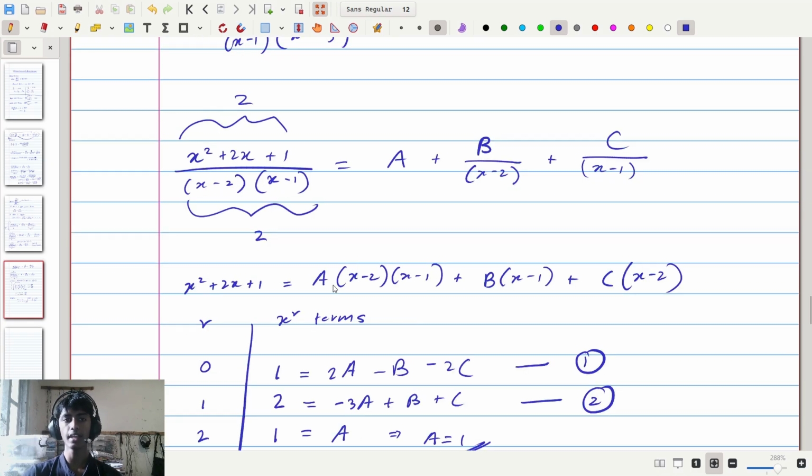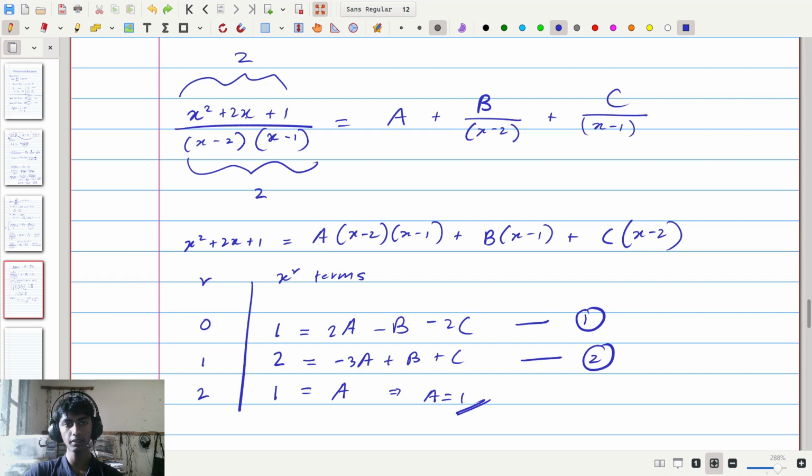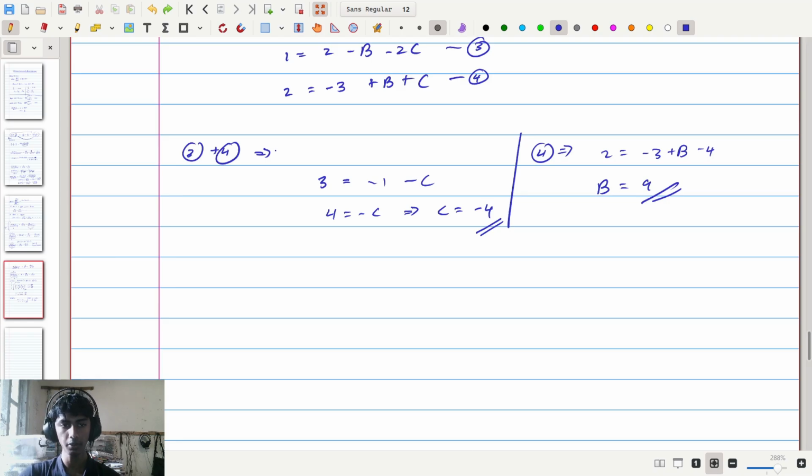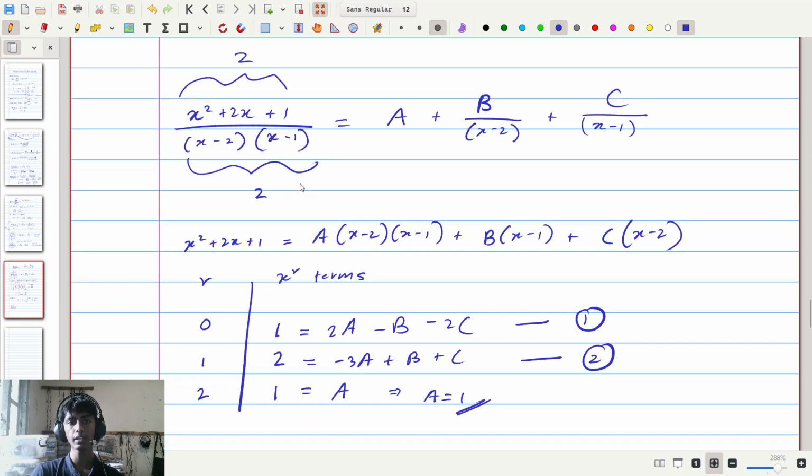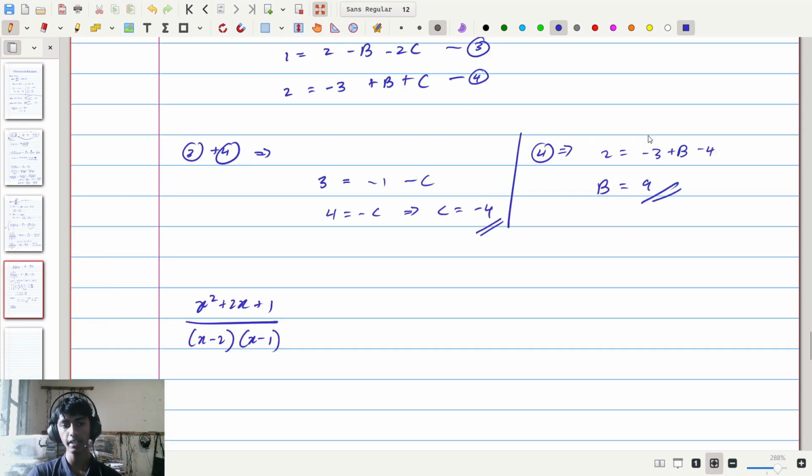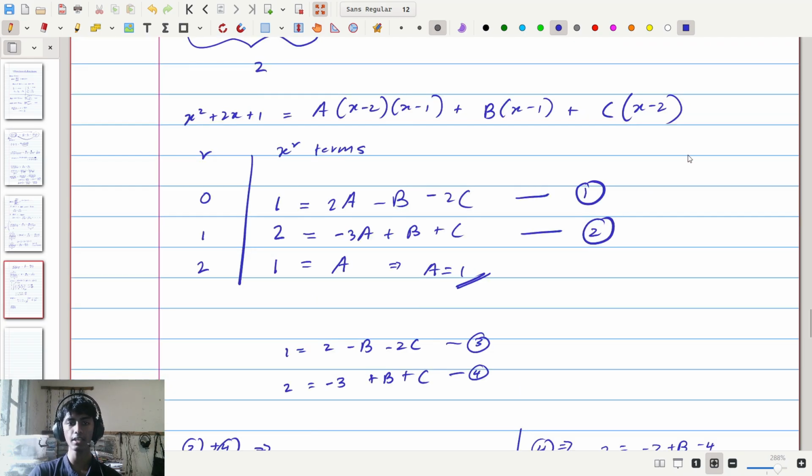It means that substituting those values into this equation, we will get that the left hand side is equal to the right hand side. So what that means is that x squared plus 2x plus 1, this thing, divided by x minus 2, x minus 1, which I'll write right now: x squared plus 2x plus 1 divided by x minus 2, x minus 1. This whole thing on the left hand side is equal to everything on the right hand side. Everything on the right hand side is simply a equal to 1. So we have 1 instead of a here.